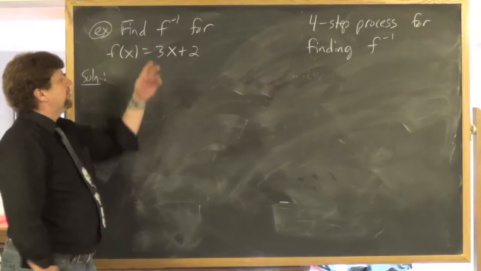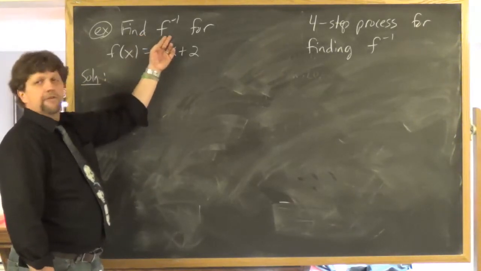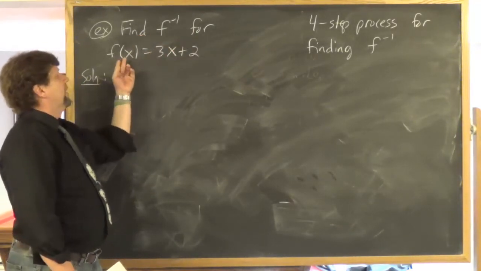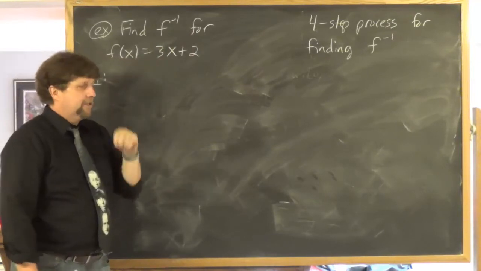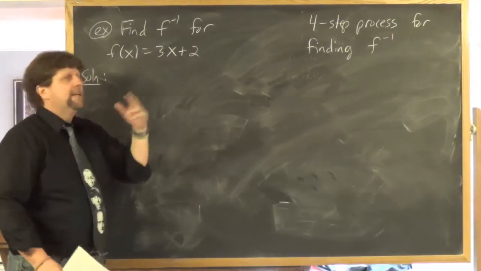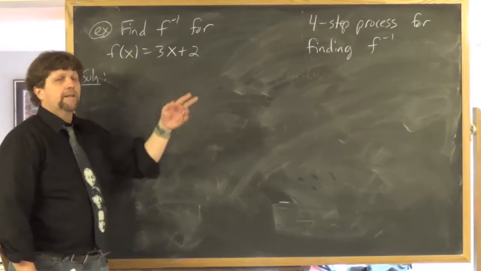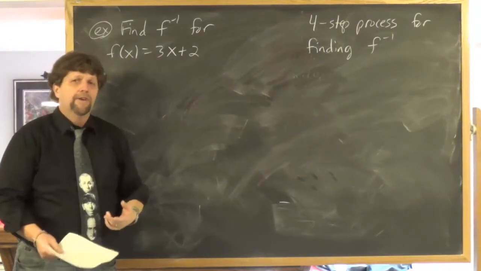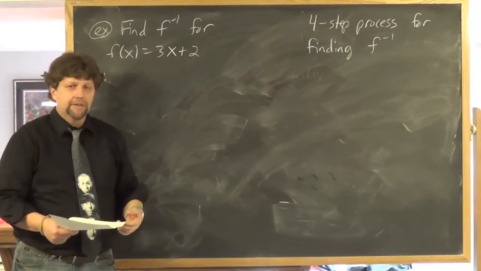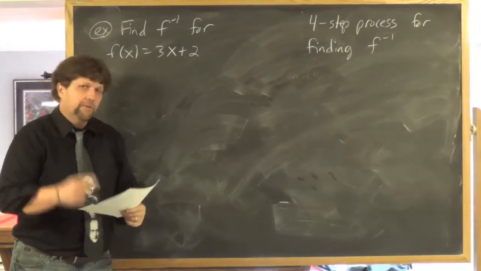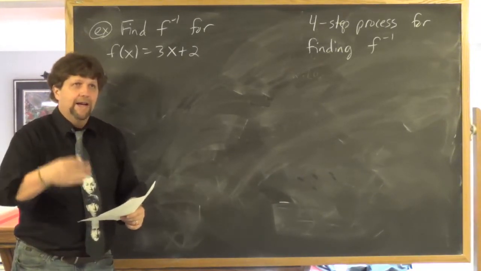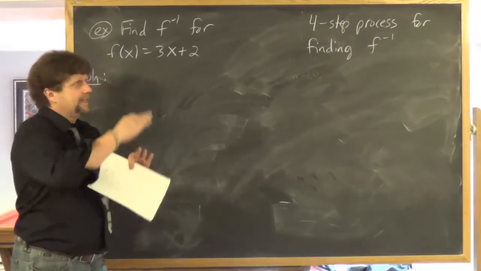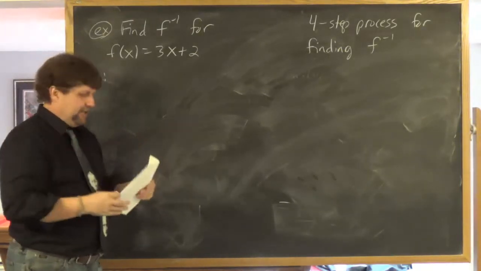So here in this example, let's find the inverse function for f of x equals 3x plus 2. I'm telling you it's a one-to-one function and it has an inverse function. So here's what we do to find the inverse function. Like I said, it's a four-step process. I'm going to tell you what each step is.